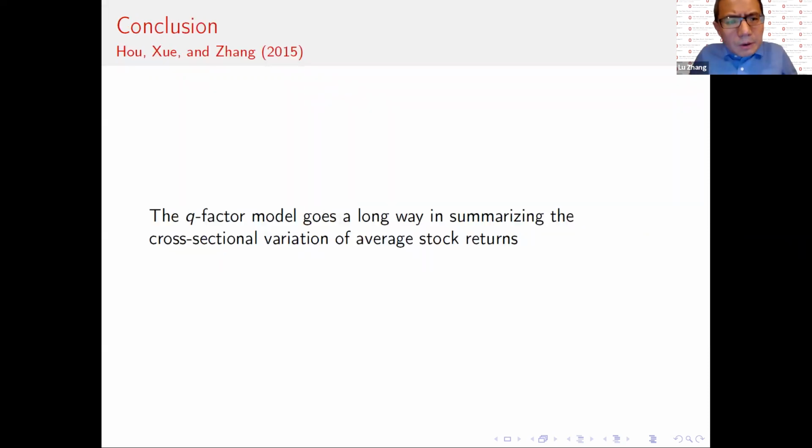All right, so let me conclude. In this paper, we demonstrate that the Q factor model goes a long way in summarizing the cross-sectional variation of average stock returns. Thank you.